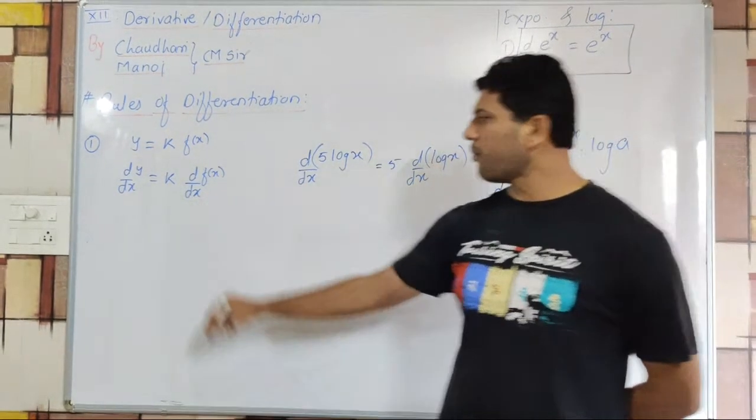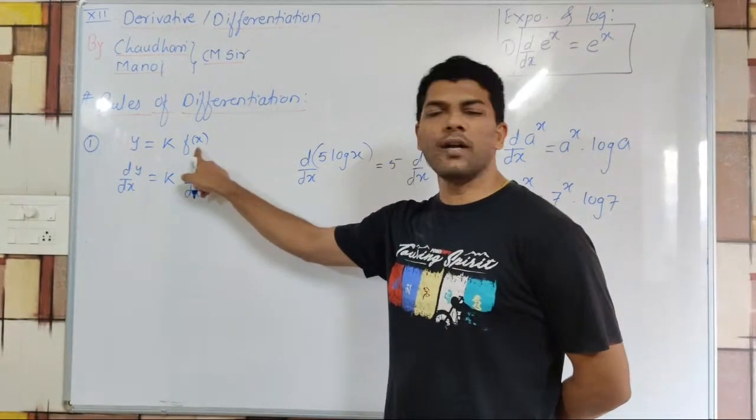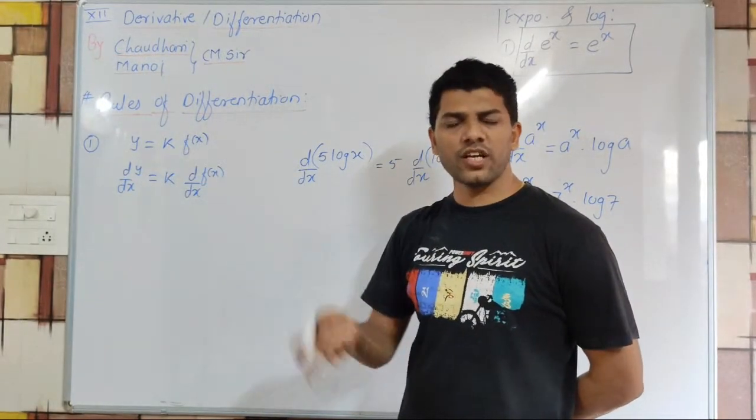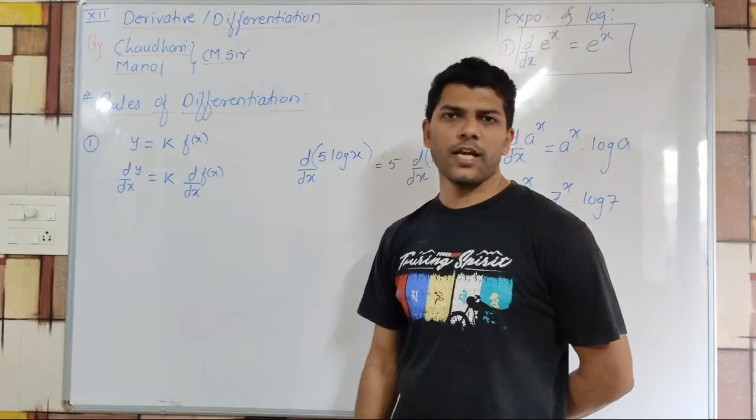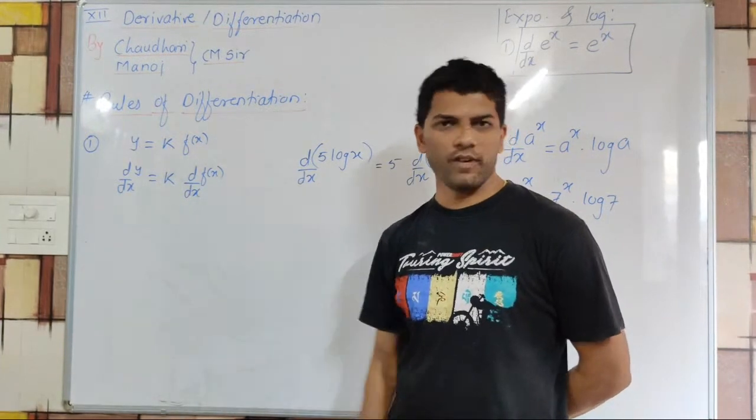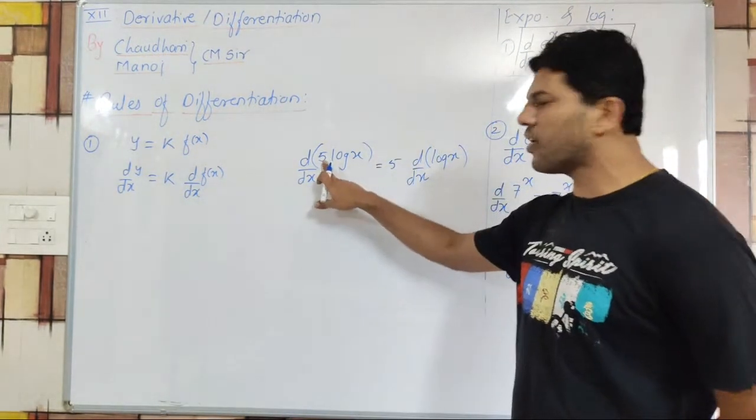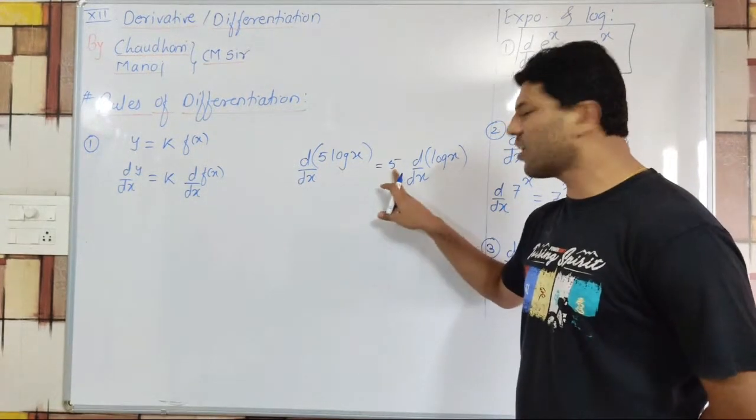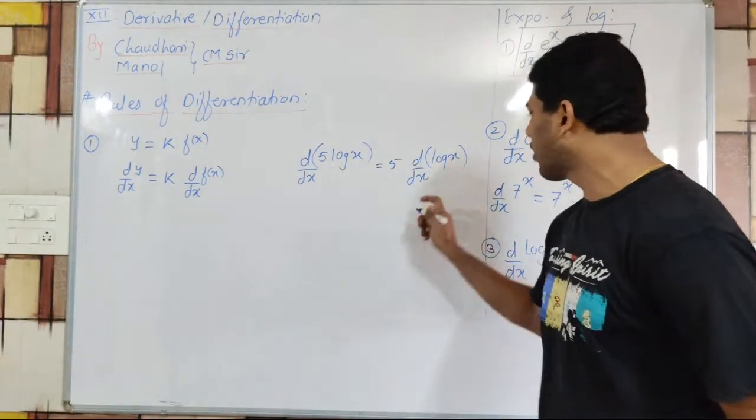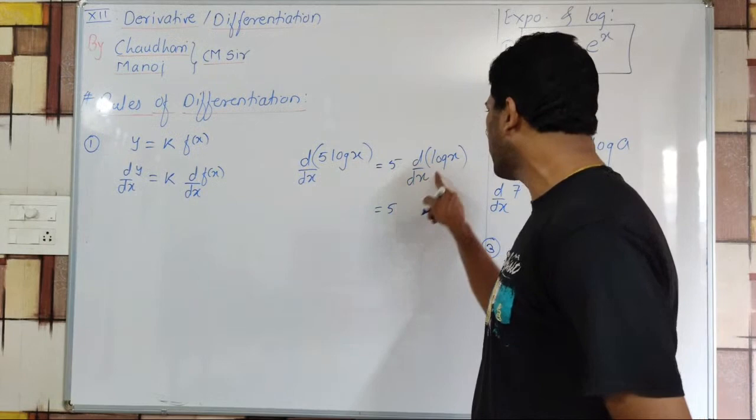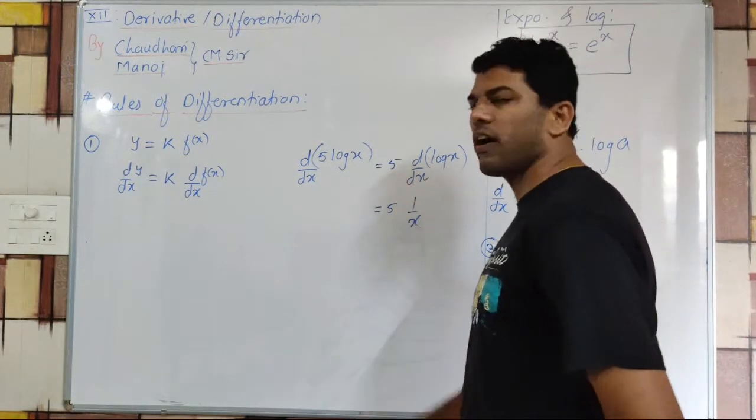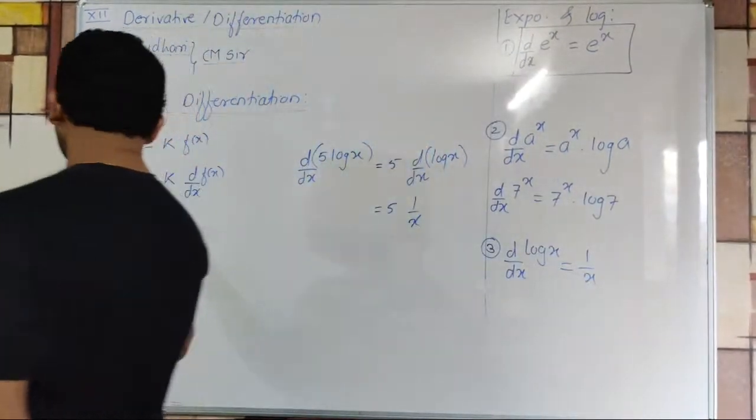Always remember, if a constant is present in multiplication or in division, then and only then can you keep that constant outside the derivative process. So this 5 is a constant, you can keep it outside, and what is left is a simple standard derivative, and you know that the derivative of log x is 1 by x. So this is the first rule.